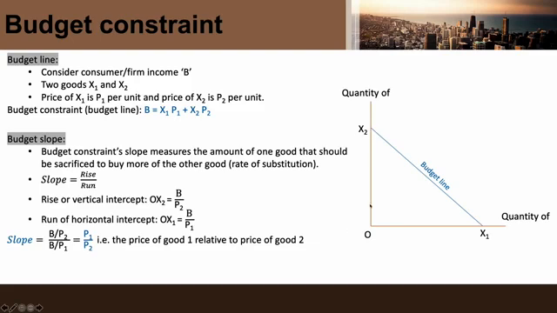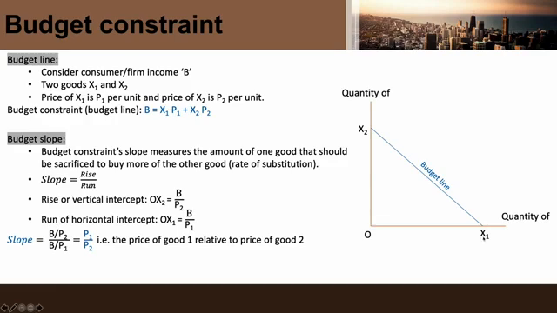Now what is OX2 here? The quantity of good 2. Now how will you determine the maximum quantity of good 2 that you can consume? That is, when the quantity of good 1 is 0, the quantity of good 2 that you can consume will be determined by this equation. So if X1 is 0, then the quantity of X2 would be total budget divided by the price of good 2. Therefore, OX2, or the y-intercept, would be budget B divided by the price of good 2.